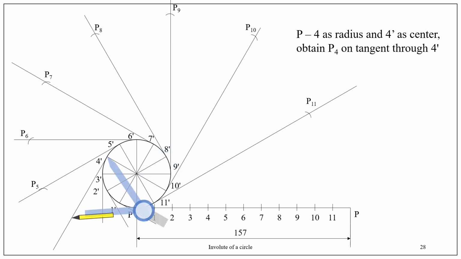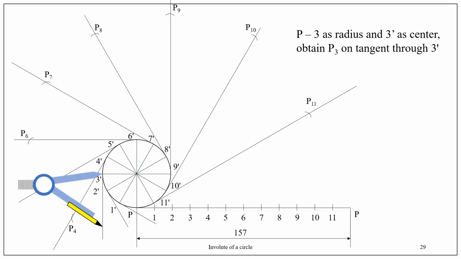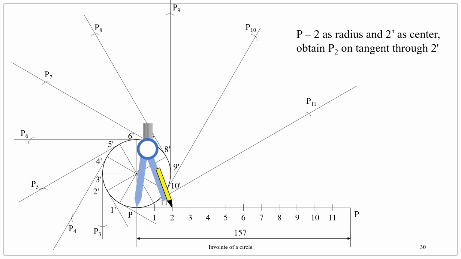Measure P4, 4 dash as center, obtain P4. Measure P3, 3 dash as center, obtain P3. Measure P2, 2 dash, obtain P2. Measure P1, 1 dash as center, obtain P1.